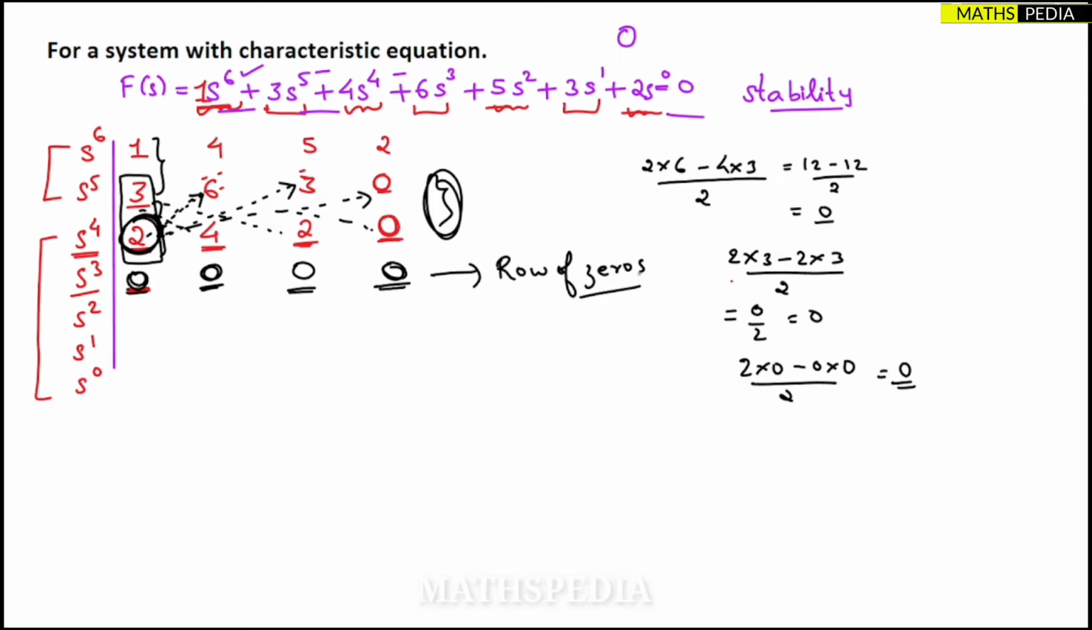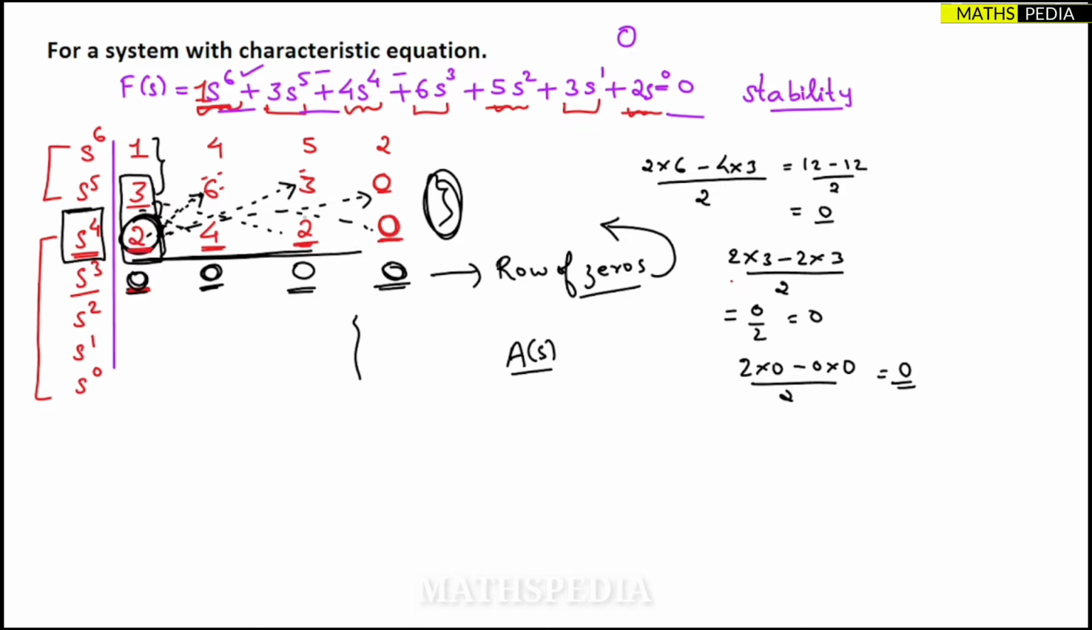How to do that? For that purpose we have the auxiliary equation A of s. So you have to form the auxiliary equation. How to form the auxiliary equation? The auxiliary equation is formed from the row above the row of zeros, above, not below. Below anyways it is not there. Just above the row of zeros, we have one more row. Here we can see it is s power 4 for this particular question. So in this row we have to write the auxiliary equation.